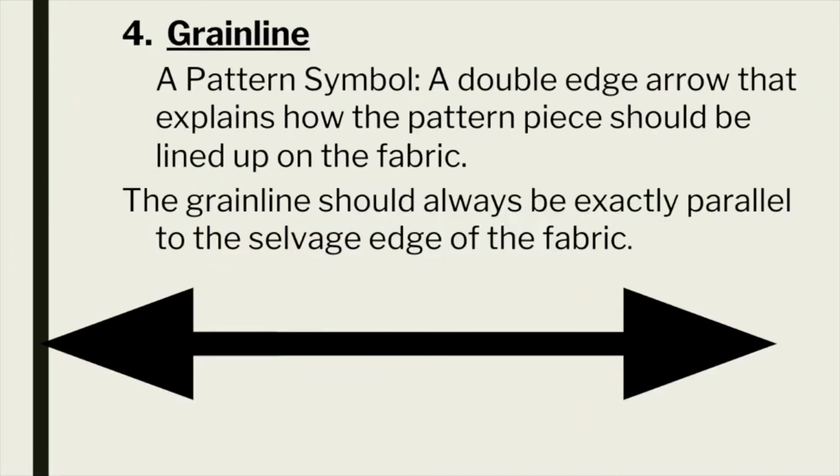Grainline. This is a pattern symbol. This double arrow can be found on pattern pieces, and it explains how that pattern piece should be lined up on the fabric, which direction it should turn, etc. The grain line should always be exactly parallel to the selvage edge of the fabric. Parallel means it never crosses.